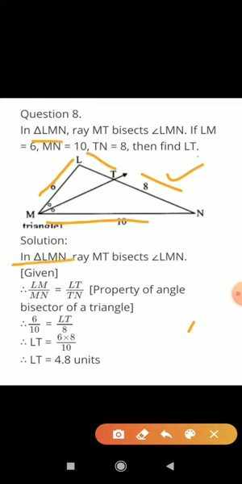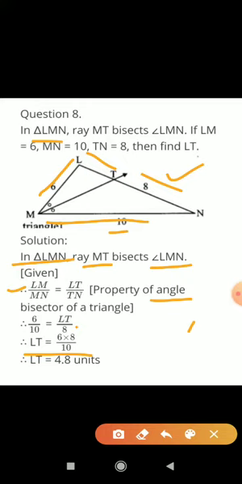So in triangle LMN, ray MT bisects angle LMN, and therefore according to this property of the angle bisector of a triangle, we have the formula LM upon MN is equal to LT upon TN. Now put values. LM is 6, MN is 10, LT we have to find, and TN is equal to 8. So this 8 becomes multiplied to the left side. So LT is equal to 6 into 8 divided by 10.